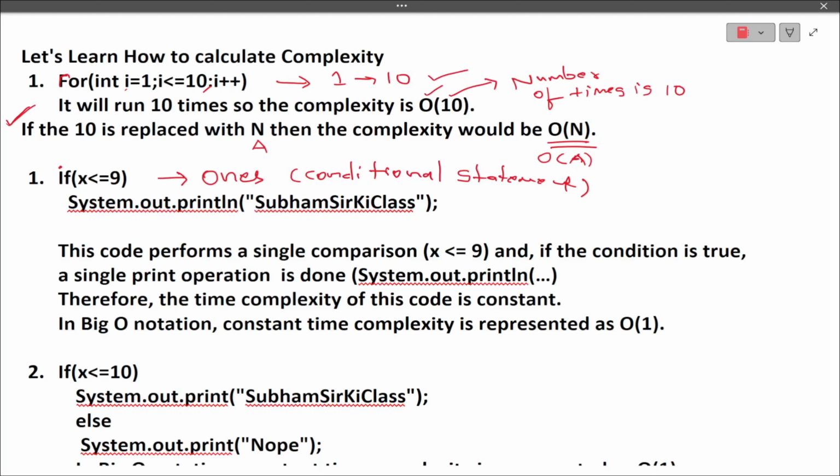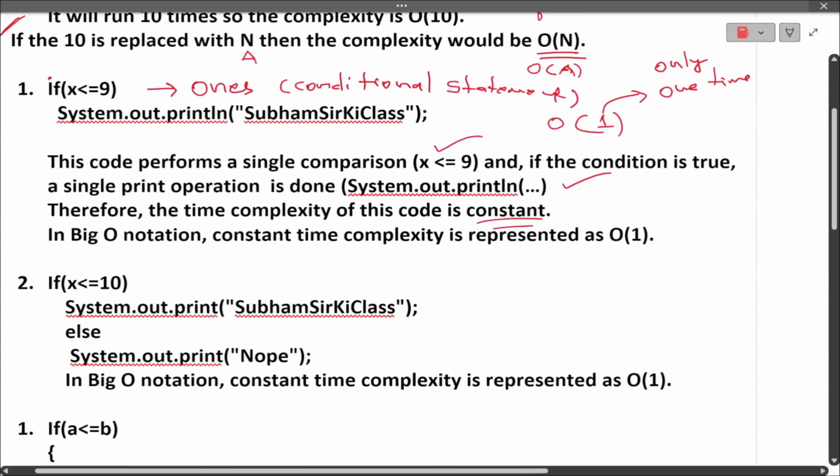Here it will only work once because it's a conditional statement. That is why I have written over here, this code performs a single comparison, and if the condition is true, a single print statement, that is System.out.println, whatever you are keeping over there, will be executed. Therefore, the time complexity for this code is constant. What is this constant? Constant is nothing but omega 1. Why omega 1? Because it will work for only one time. Only one time it will work. Did you get this? Yeah, nice.